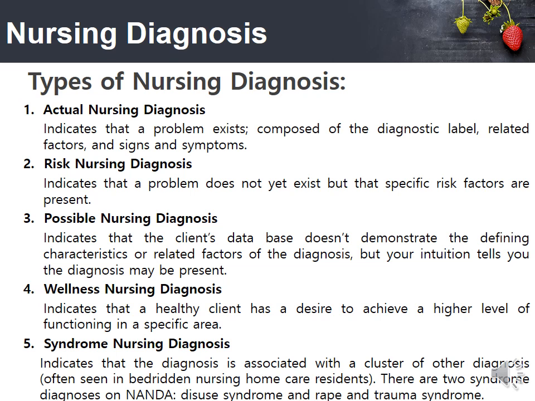Possible nursing diagnosis indicates that the client's database doesn't demonstrate the defining characteristics. Wellness nursing diagnosis indicates that the healthy client has a desire to achieve a higher level of functioning in a specific area. Syndrome nursing diagnosis indicates that the diagnosis is associated with the cluster of other diagnoses.